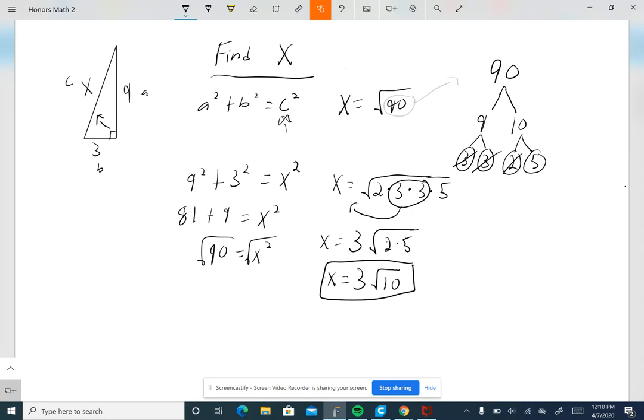And we used the Pythagorean theorem to find it initially. And then we simplify this radical to get our answer in simplest radical form.